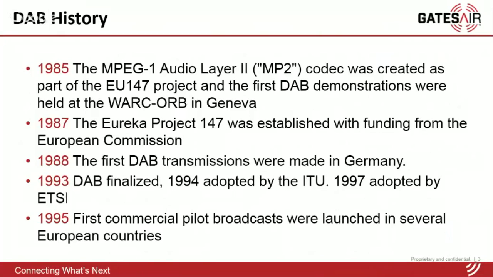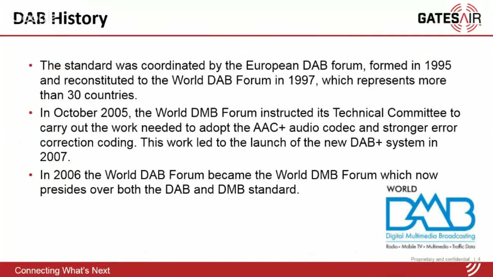Then development went on. By 1993, the DAB protocols were kind of finalized. They were adopted by the ITU in 94, and then 97, ETSI also adopted formal standards. So that was really the beginning of DAB, with the first commercial broadcasts being launched shortly thereafter in 95. Several European countries, Germany, France, the UK, began some of their first commercial DAB broadcasts. Standards were originally coordinated by the European DAB Forum back in 95. That was sort of reconstituted as the World DAB Forum in 97, and 30 countries signed on to that and participated in those forums in the development of DAB.